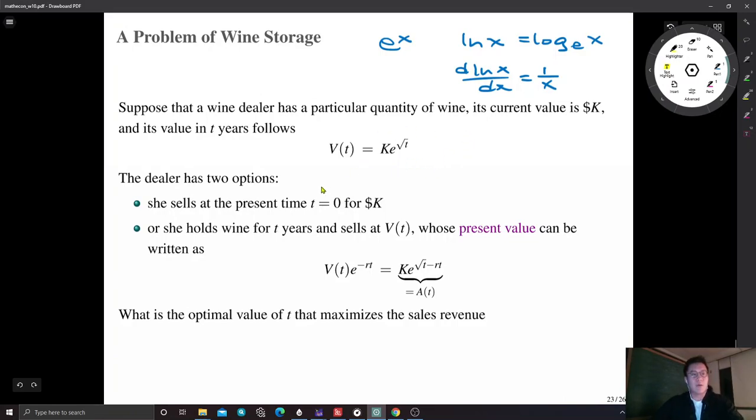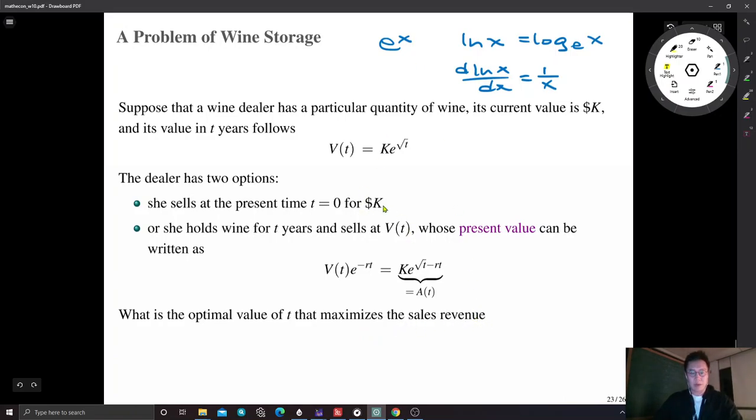So what we are going to consider in this situation is that the dealer has two options. The dealer may sell the whole wine right now at time 0 at the price of k dollars. So the current market price is given by k. Or she can wait. She can mature the wine and sell in t years at the price of v of t. So if we think about the optimal timing for the wine dealer, when is the optimal time that maximizes the sales revenue?